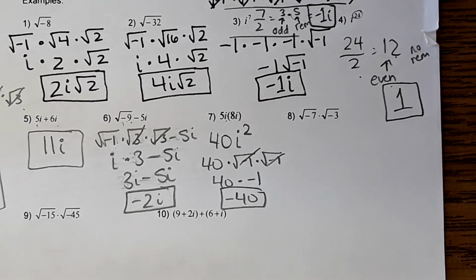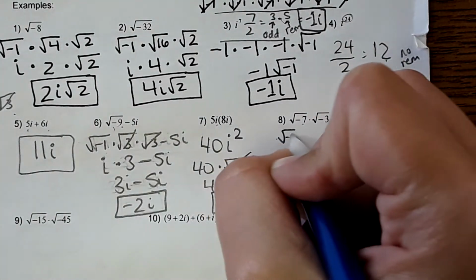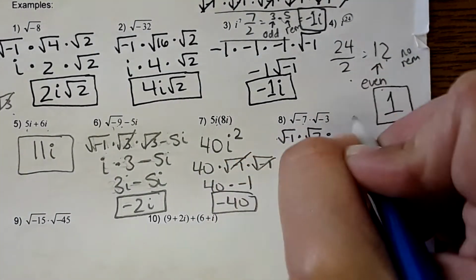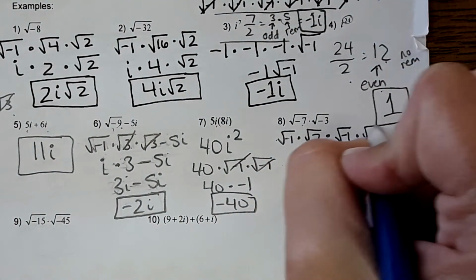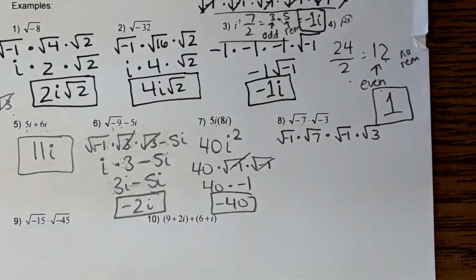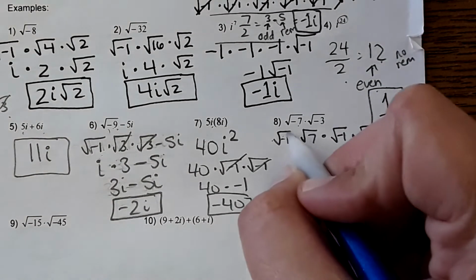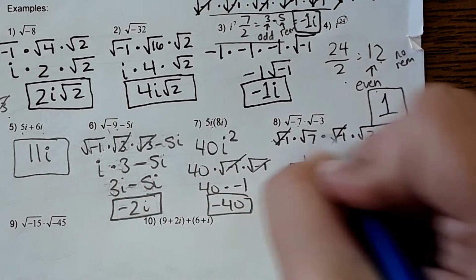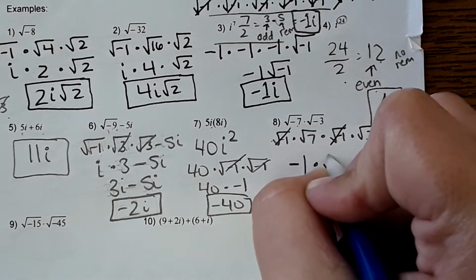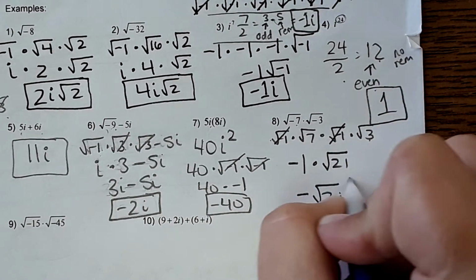Okay. So number 8, we're going to try to simplify it as best we can. For the -7, I'm going to split the -1 times 7 times square root of negative 1 times 3. Square root of negative 1 times square root of negative 1 is just going to be negative 1. And square root of 7 times square root of 3 would be square root of 21. So here we just get negative square root of 21.